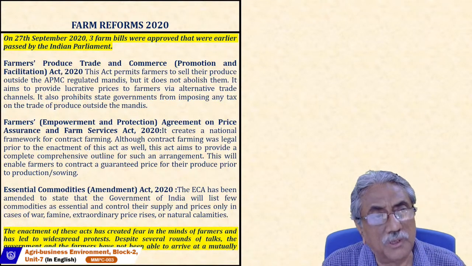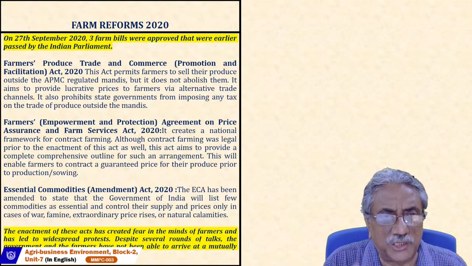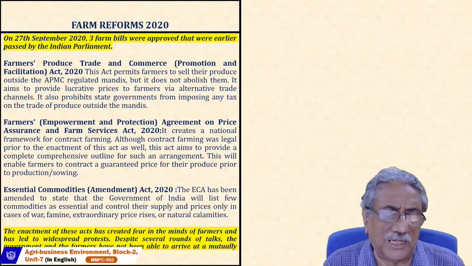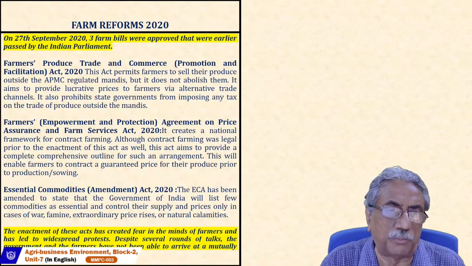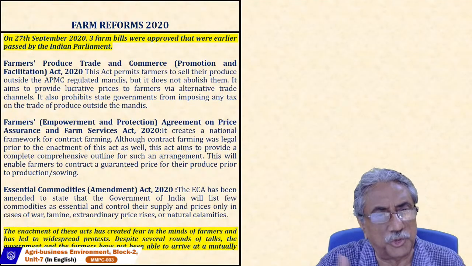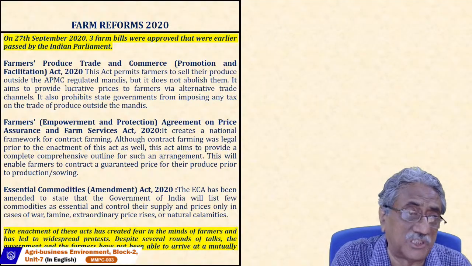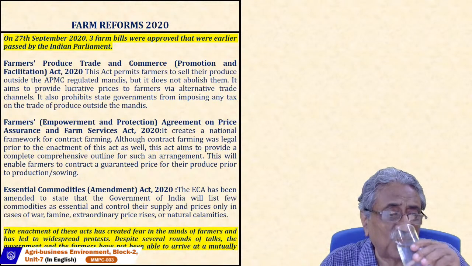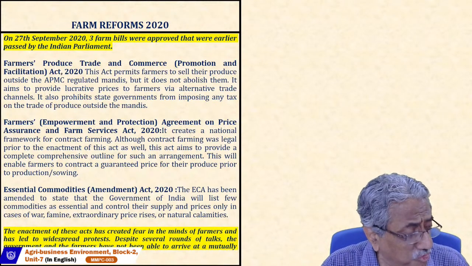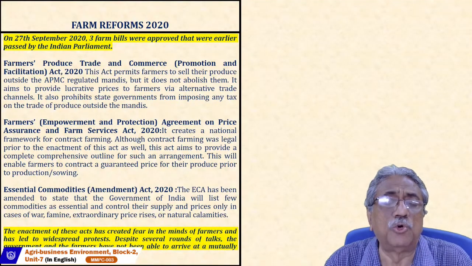Though a lot of people, depending on which side of the line you are, agreed that these were good forward-looking acts, some people said these were not fully forward-looking acts. These were more in favor of big farmers or big industrialists who are into the food processing sector. It was more in favor of the food processing sector than the agriculture sector, though every act was named with farmers. So this farm reform, which was claimed as a historical reform, ultimately could not be implemented.